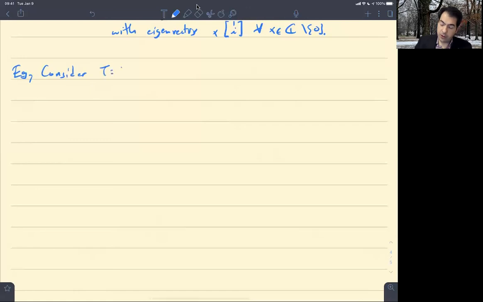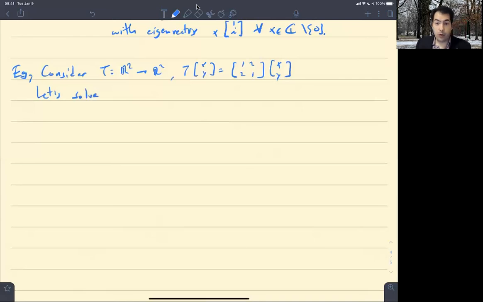Okay, so consider a 2 by 2 matrix. So a linear map from R2 to R2 given by multiplication. Let's go with the matrix 1, 2, 2, 1, times (x, y). Okay, so we want to find if there are eigenvectors, and if so, what are they?